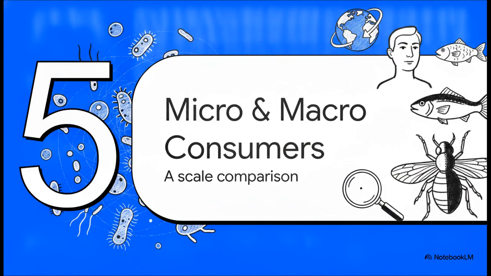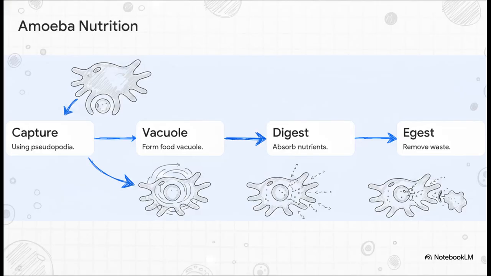Section 5. Micro and macro consumers. Let's look at scale. Now, what's really interesting about this slide is how a microscopic, single-celled amoeba follows the exact same logical steps for holozoic nutrition as you do.